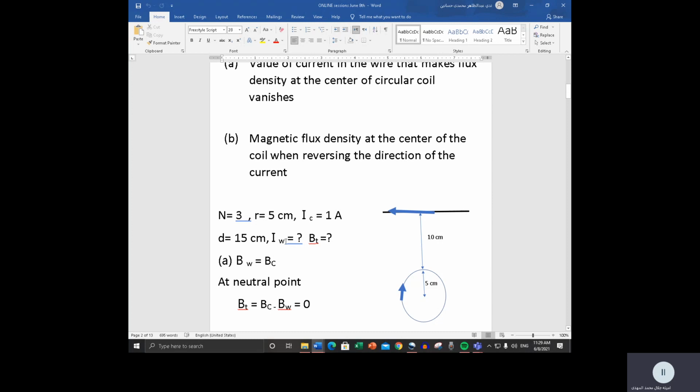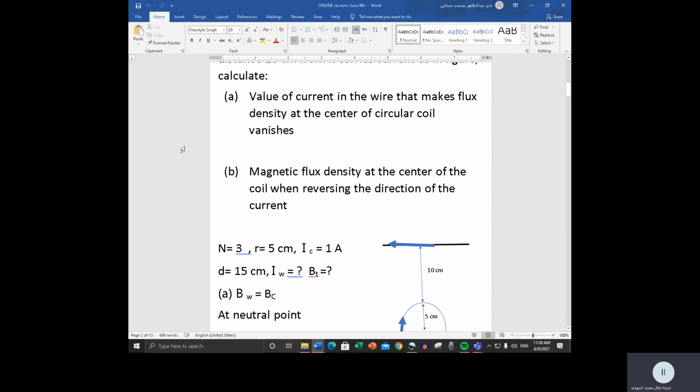Now, what's needed? The current intensity passing in the wire. That's what I need to calculate. And he also wants the total magnetic flux density. Of course, the total magnetic flux density will be a result of the two magnetic flux densities, one from the wire and the other from the circular loop. And we have to get the total of them. All right. Let's start now from the beginning.